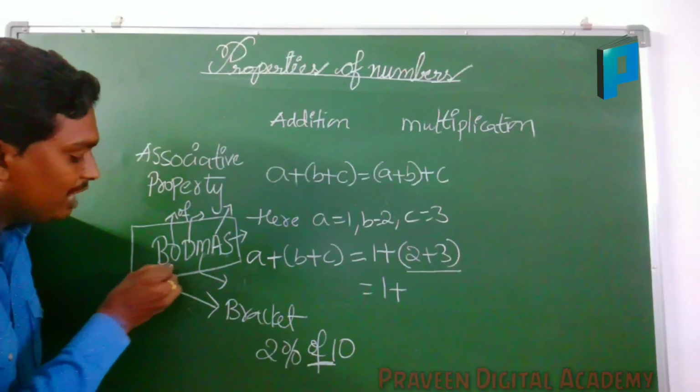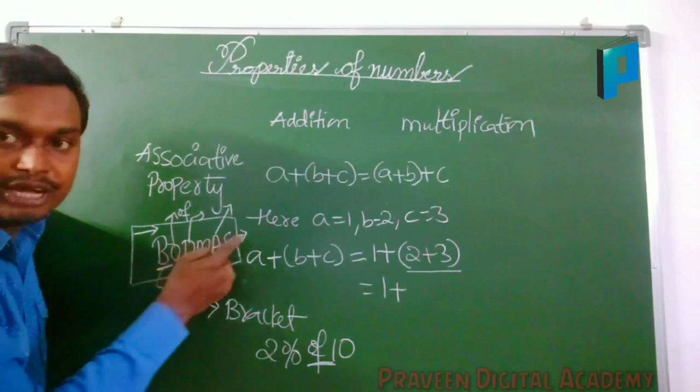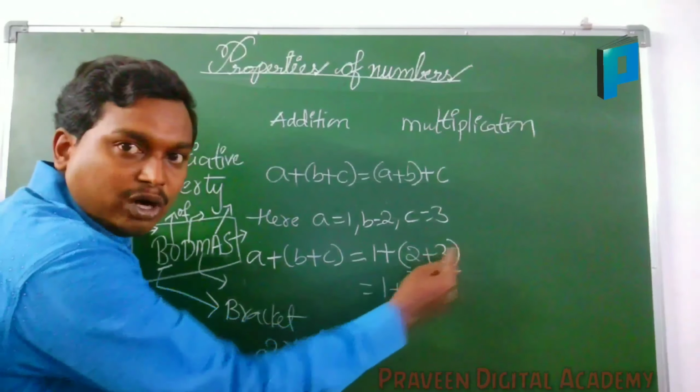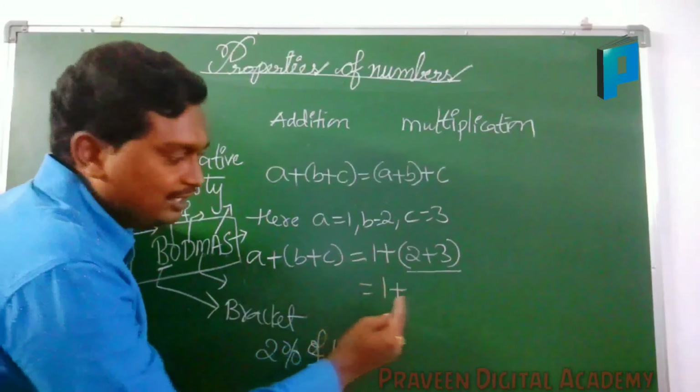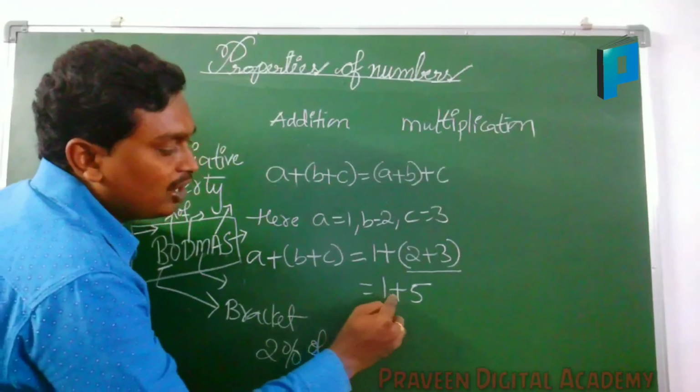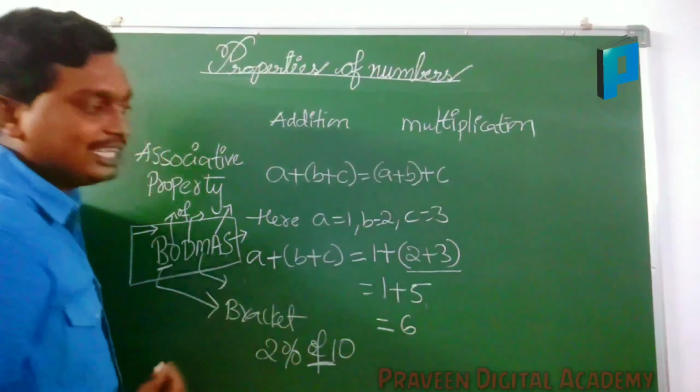Here, first of all, we have to solve in this way only. What is there in this one first? Bracket. So I am solving whatever there is in the bracket first. What is 2 plus 3? It is 5. What is the answer I got? 1 plus 5 is 6, I got.